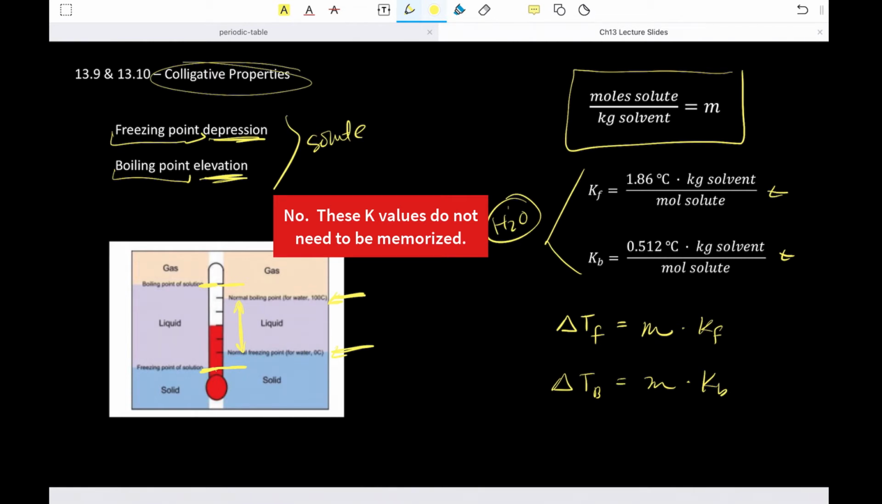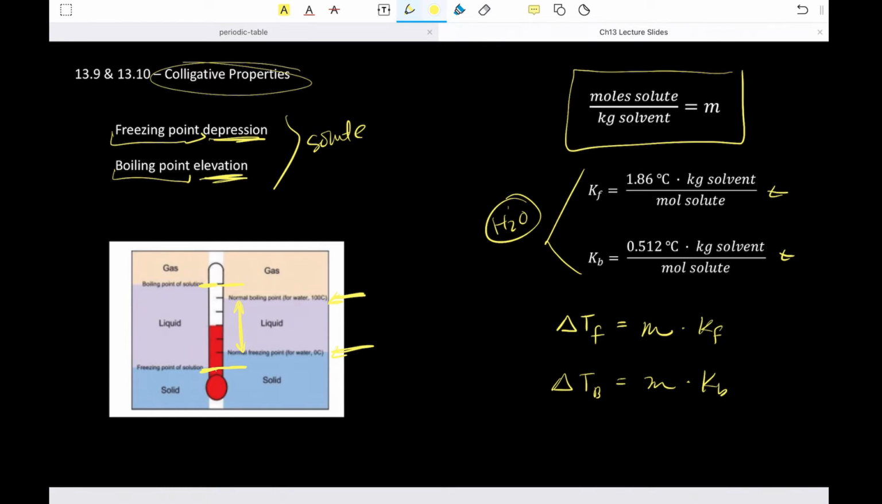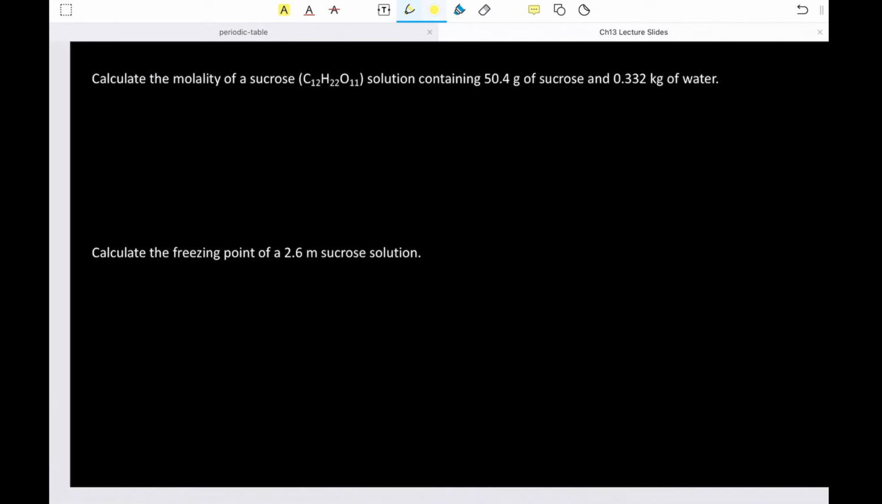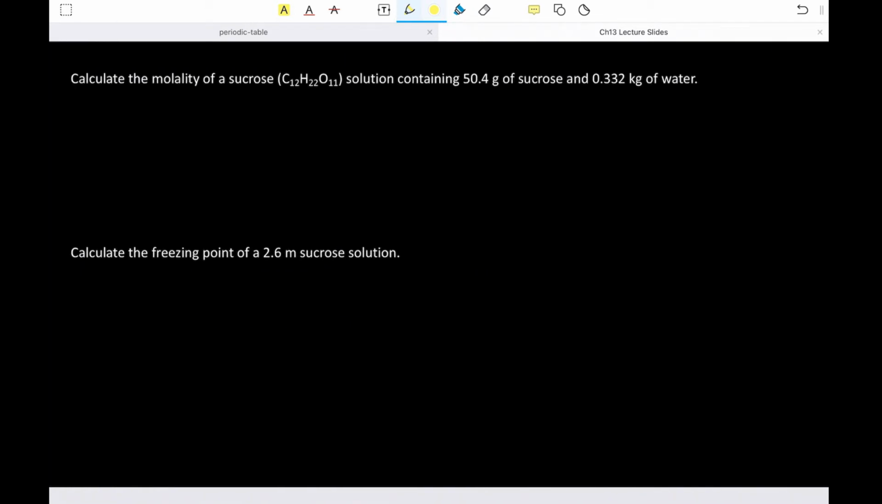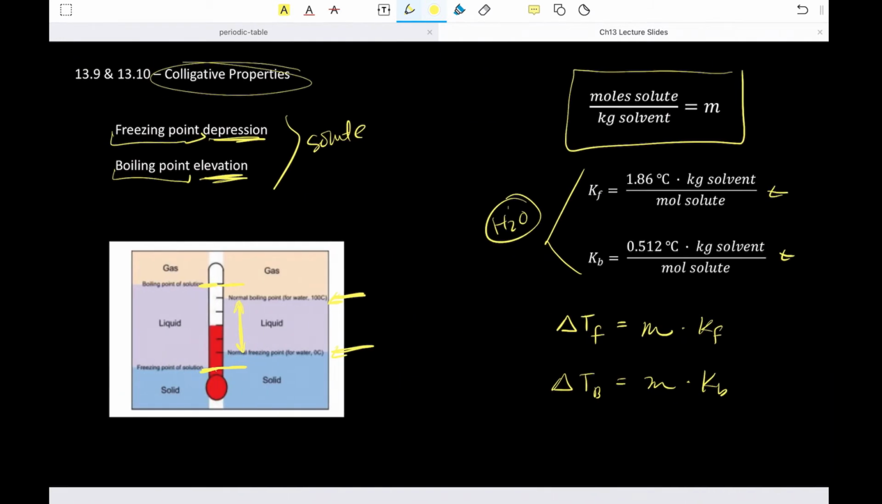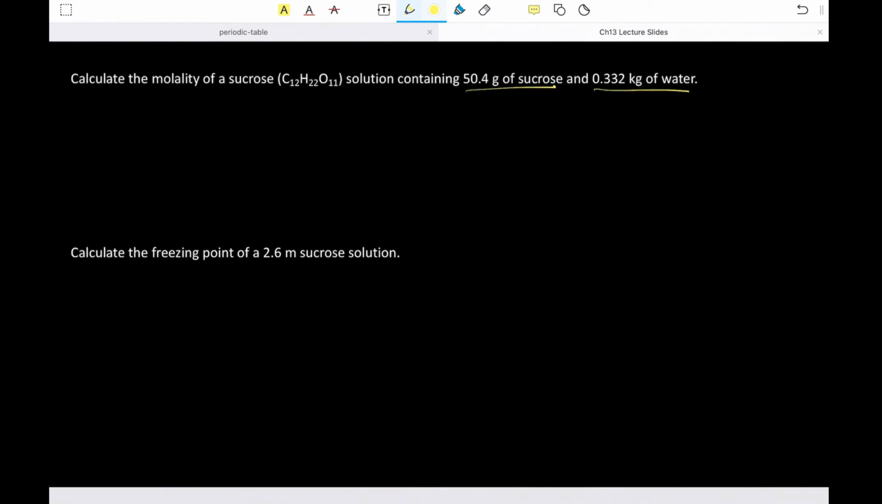All right, so let's go ahead and do some practice. First it says calculate the molality of a sucrose solution containing 50.4 grams of sucrose and that many kilograms of water. Again, we are going to do moles of solute over kilograms of solvent. So we would take our 50.4 grams of sucrose, C12H22O11, and turn that into moles. We have 342.34 grams of sucrose for every 1 mole of sucrose.